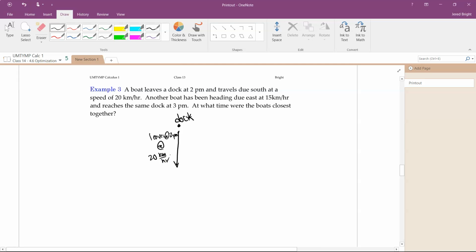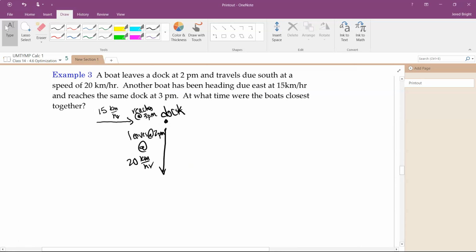Okay, and then there's another boat that has been heading due east at 15 kilometers per hour, right? And then it reaches the dock at 3 p.m. Okay. So then what we want to know is at what time the boats were closest together. So we're looking at the hypotenuse between them. Okay, so right triangle, foreshadow, foreshadow, foreshadow.